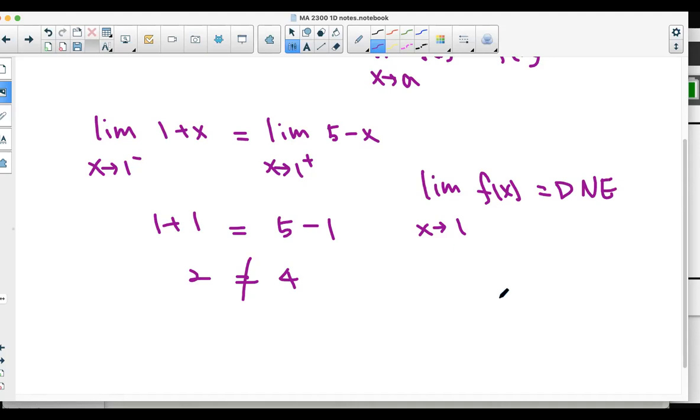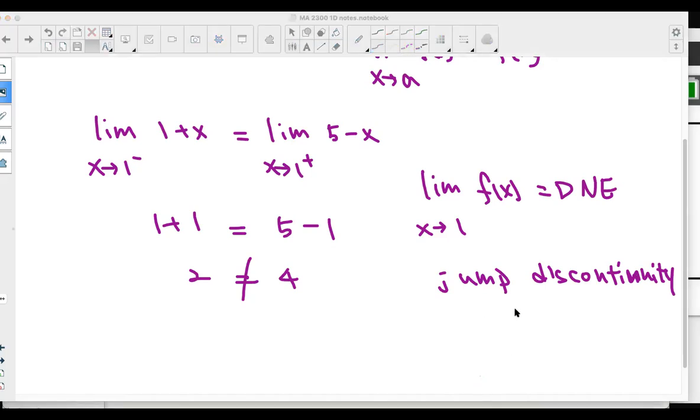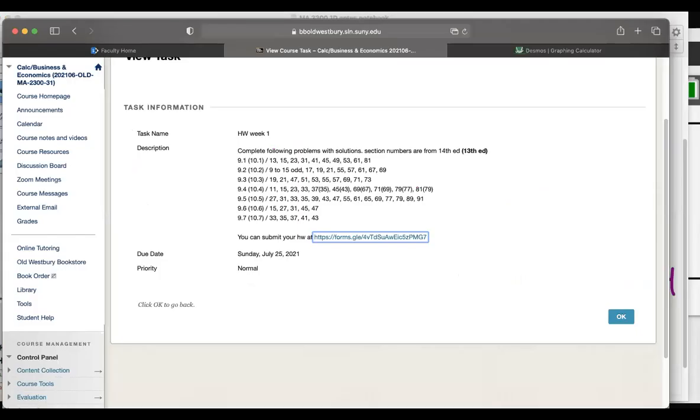So what kind of discontinuity do we have? We have something called jump discontinuity, because there was a jump. They're approaching two different values. All right? And of course, it's not continuous because the limit doesn't even exist. So that's the highlight that I wanted to share with you.